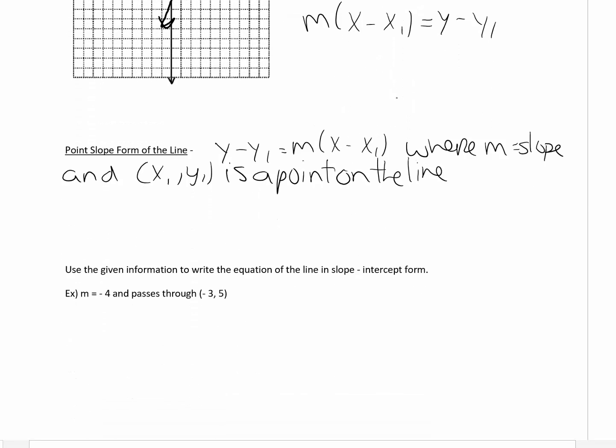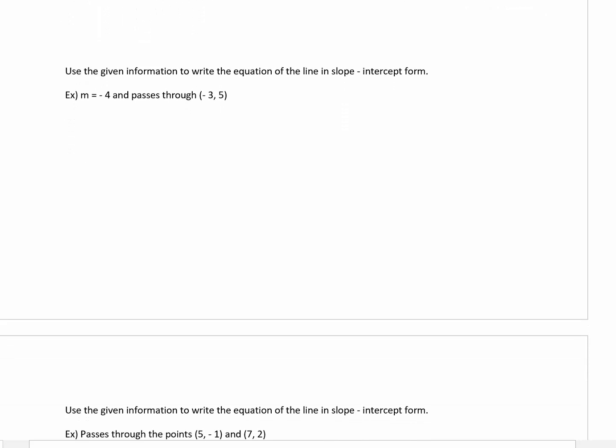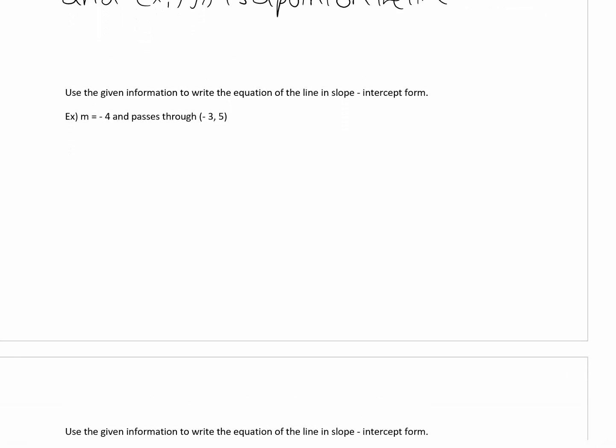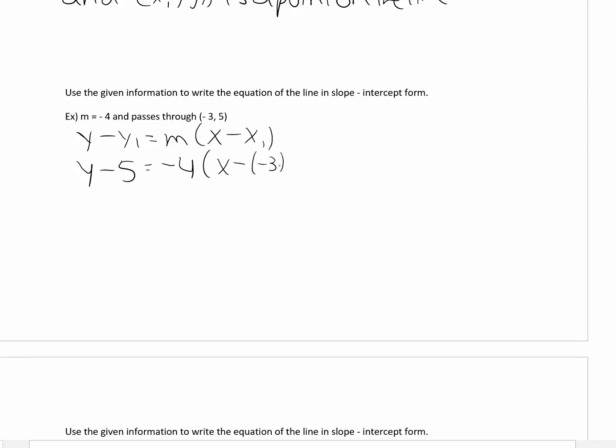Okay, so let's use the given information to write the equation of the line in slope-intercept form. But again, we're going to use point-slope form. All right, so the equation then is y minus y1 is equal to m times the quantity x minus x1. So I'm going to replace y1 with 5, the slope with negative 4, and x1 with negative 3.